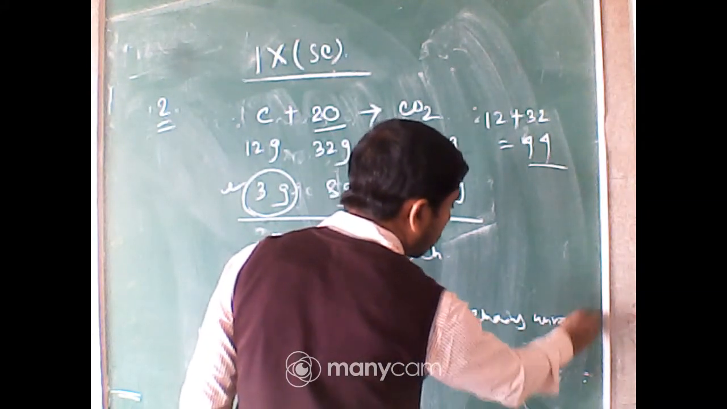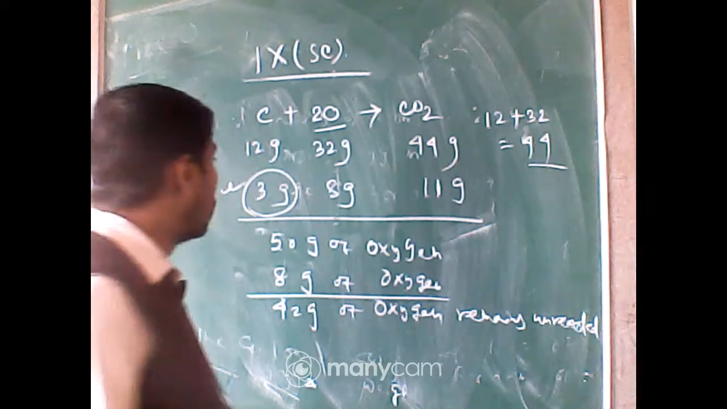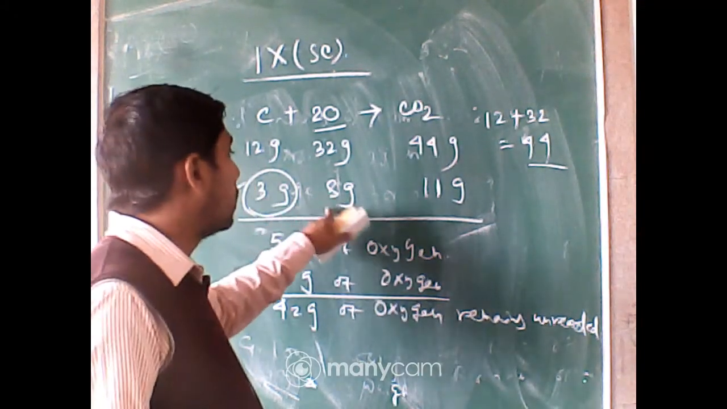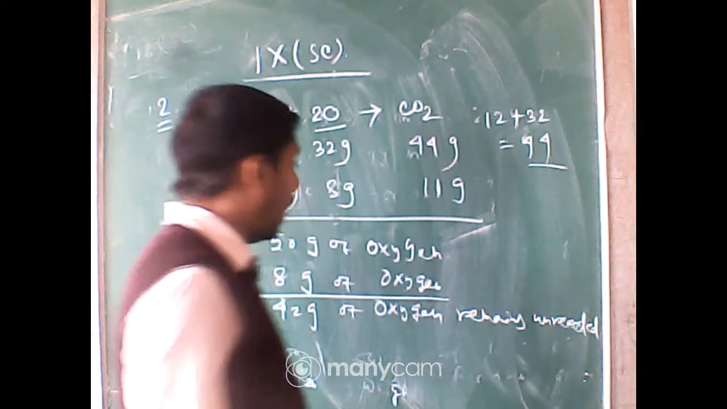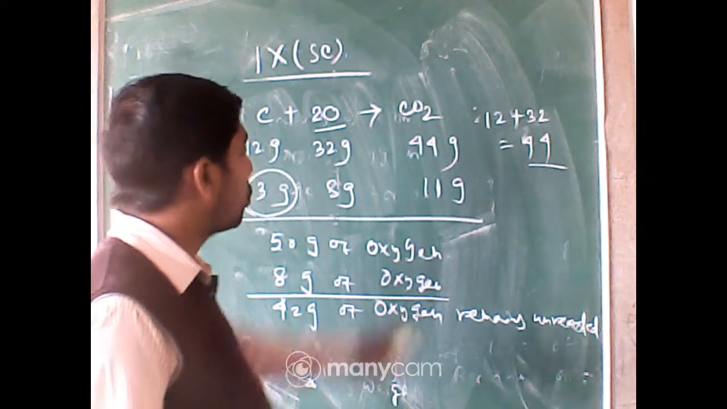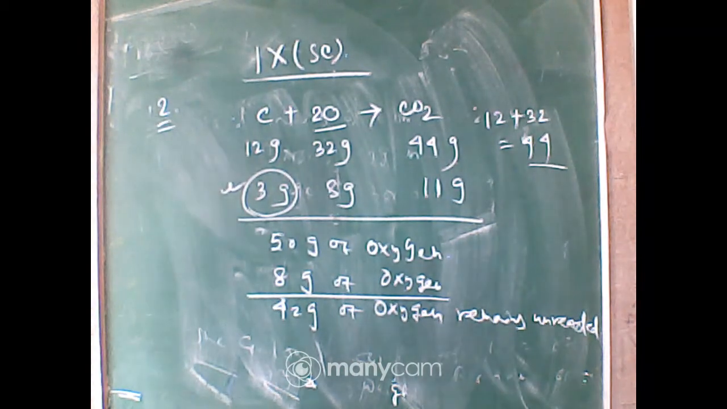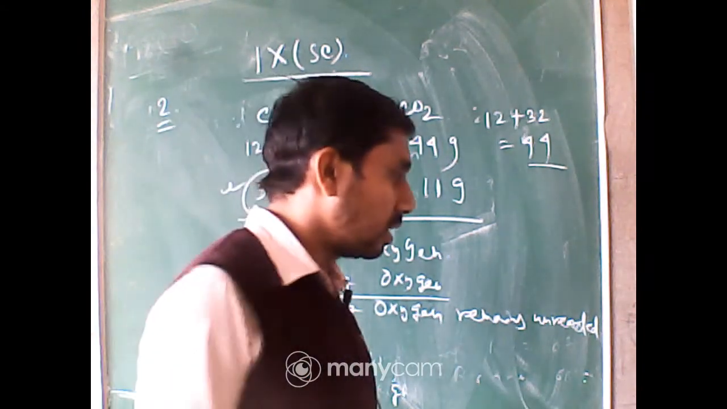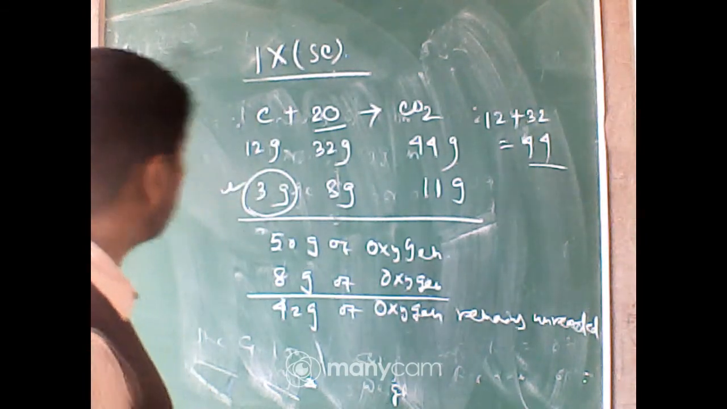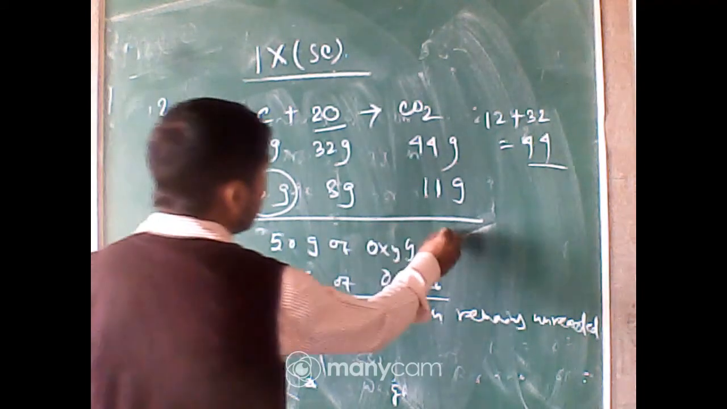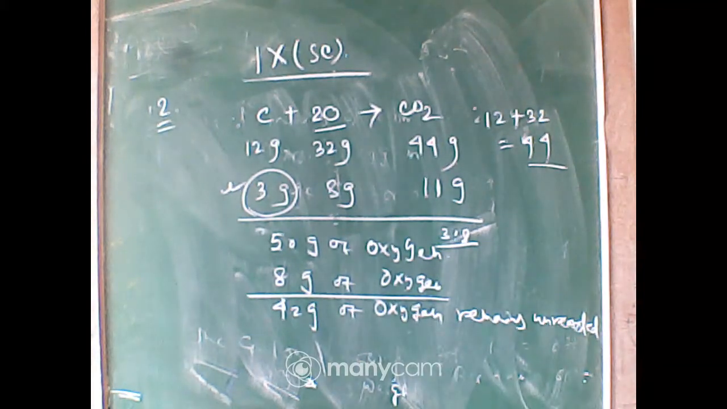So the conclusion is that 3 gram of carbon reacts with 8 gram of oxygen, forming 11 gram of carbon dioxide, but 42 gram of oxygen remains unreacted in the second case, and the law followed here is the law of chemical composition. Here the ratio is 3:8. This is the simplified ratio. Understood everyone?